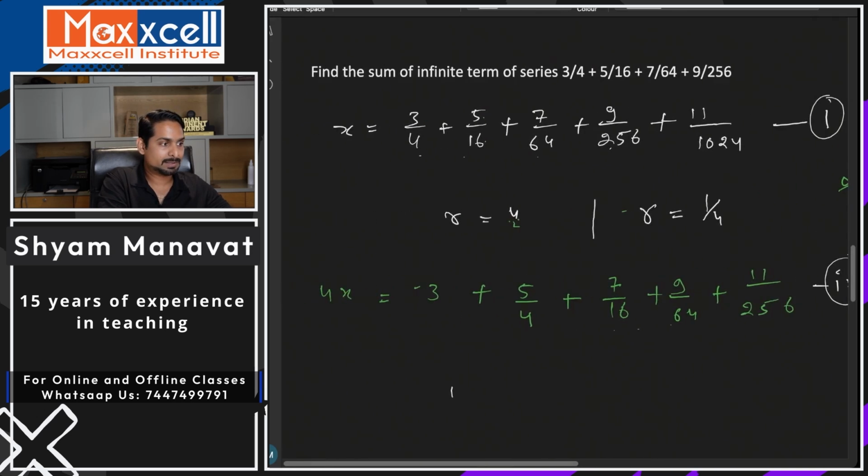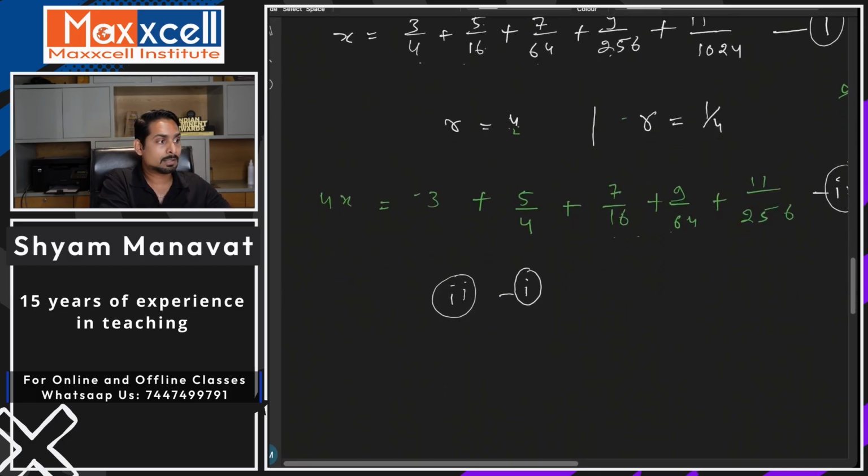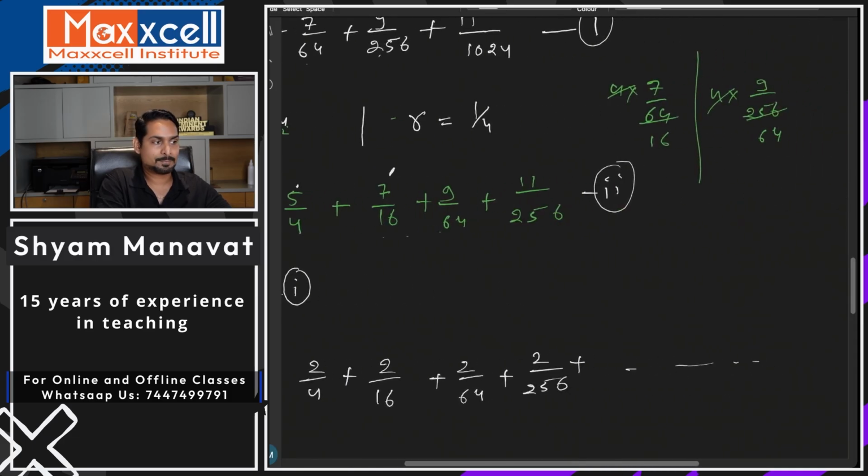Now what do we do? We simply do second minus first. We are following the same steps as the previous question. So 4x minus x will get you x, and here 3, and there is no integer term in the previous series. So I will write this 3 as it is because I want to subtract this 5 by 4 with 3 by 4 to get 2 by 4. Then I want to subtract 7 by 16 with 5 by 16, so I get 2 by 16. Similarly, next we'll get 2 by 64, next we'll get 2 by 256, and it goes on.